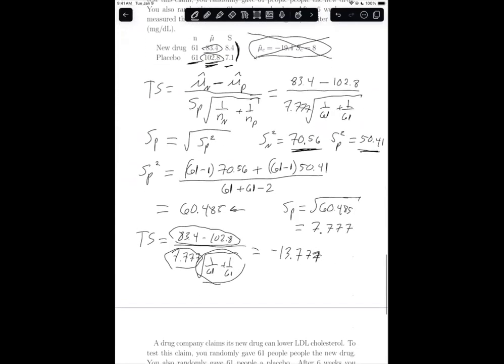So I would say reject the null because negative 13.777, the test statistic, is less than negative 1.660, which is the critical value. So my statistical decision is to reject the null hypothesis.